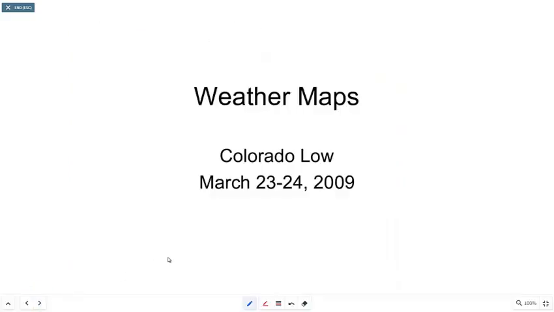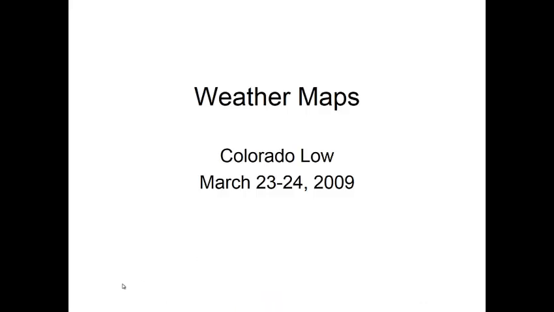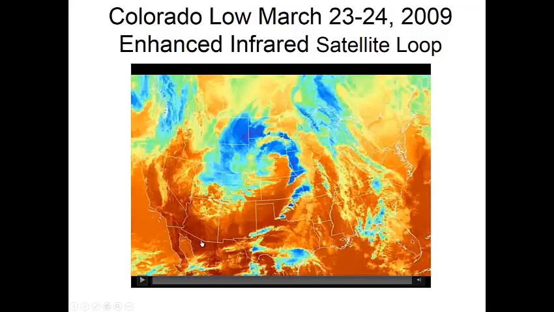Okay, next I want to show you some motion with this Colorado low from March 23rd through the 24th of 2009. The first picture that we will take a look at will be enhanced satellite imagery. Now I can't show you visible because this is going over a 2-day period, so it'd be alternating between daylight visible versus nighttime where you can only use infrared imagery. Let me point out a few things before I start the movie loop.